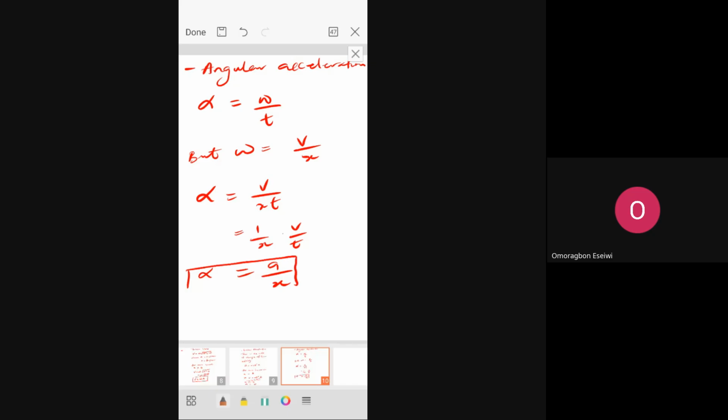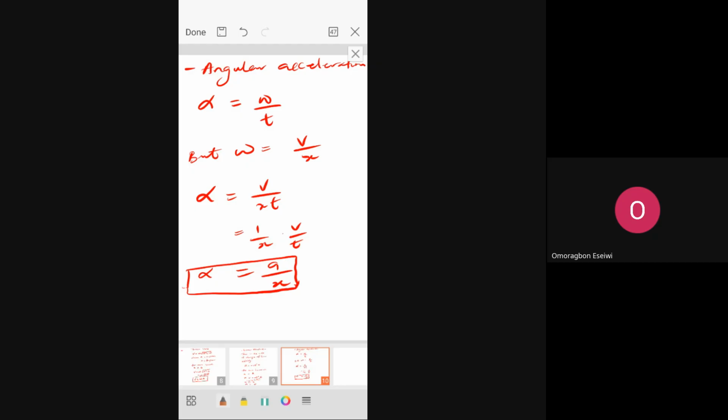So anytime you're asked to find angular acceleration, the angular acceleration is simply the linear acceleration divided by the displacement at that very position they are giving to you. So if they say the displacement is at the maximum position, x is going to be equal to the amplitude. If it is at a point 4 cm from the mean position, 10 cm, 20 cm, you simply substitute there and divide the acceleration by that value. That gives us the angular acceleration.